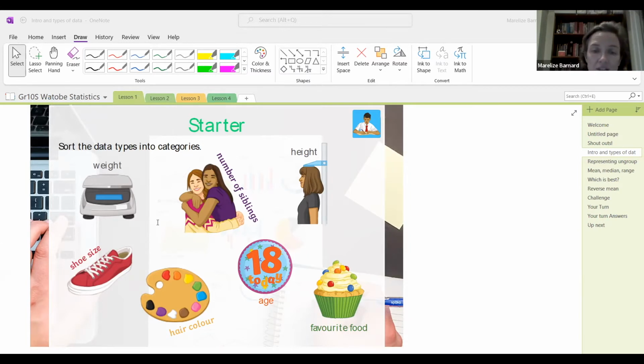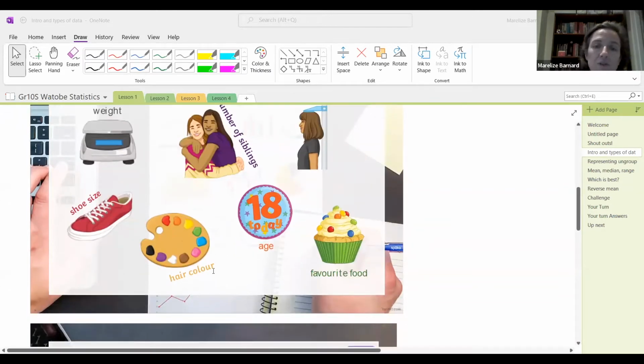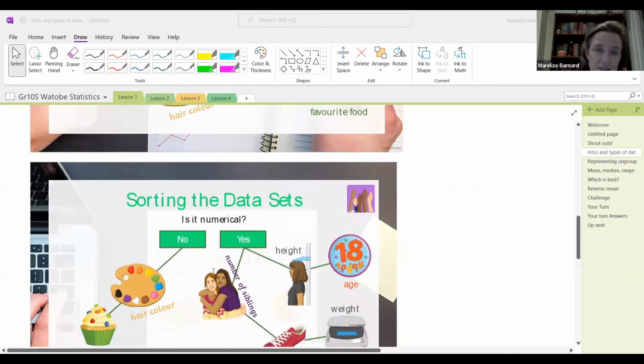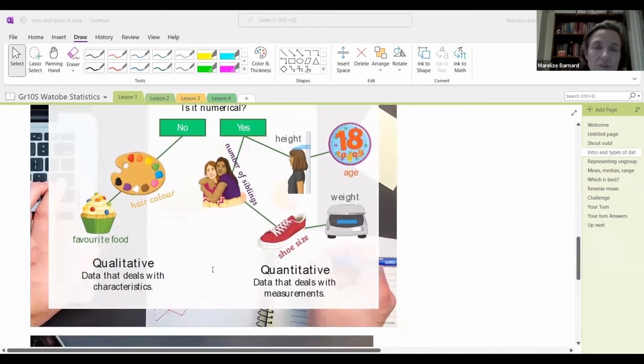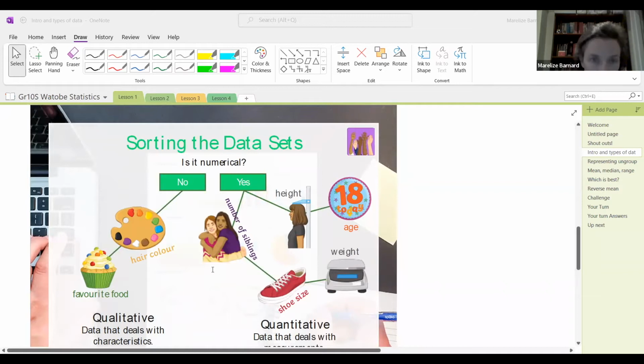Now, all of those are not all the same, are they? If you look at the number of siblings versus height, they can be represented in numbers, but the numbers are a little bit different. And when you look at favorite food and hair color, we normally describe those in words, not really in numbers. So the first way that we categorize data, or sort data into different groups, is to ask: is it numerical? If it is numerical, then we say it is quantitative. If it is not numerical, it is qualitative.